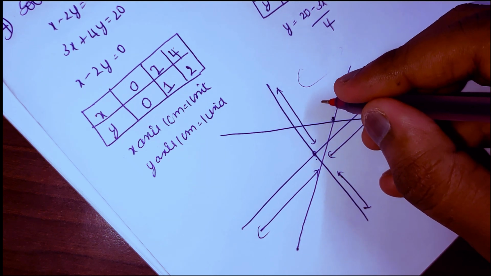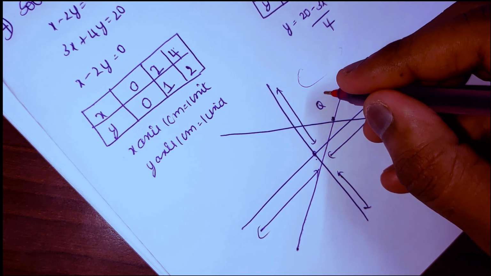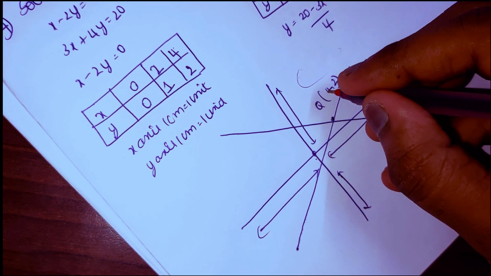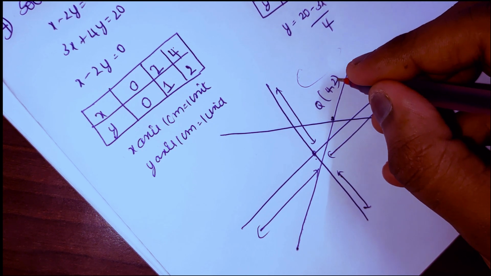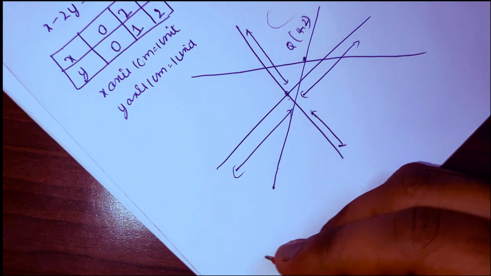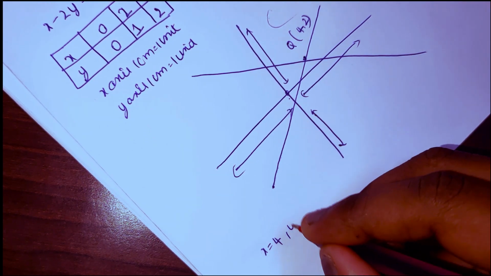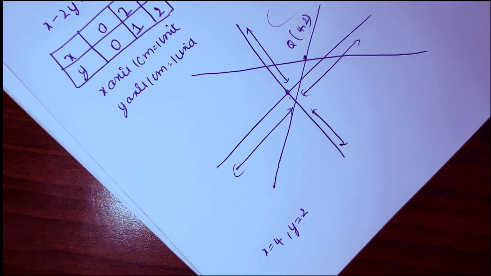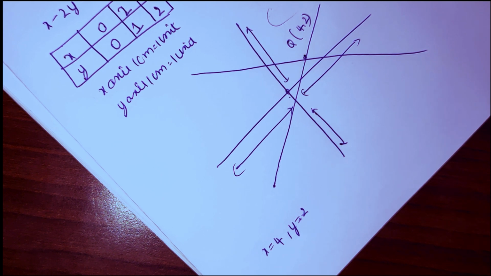Consider that as a point like A, B or Q, that is nothing but (4, 2). The answer is x is equal to 4 and y is equal to 2. Write it separately, that x is equal to 4 and y is equal to 2 is the solution. That itself you have to do. Now we will go into the 25th question.